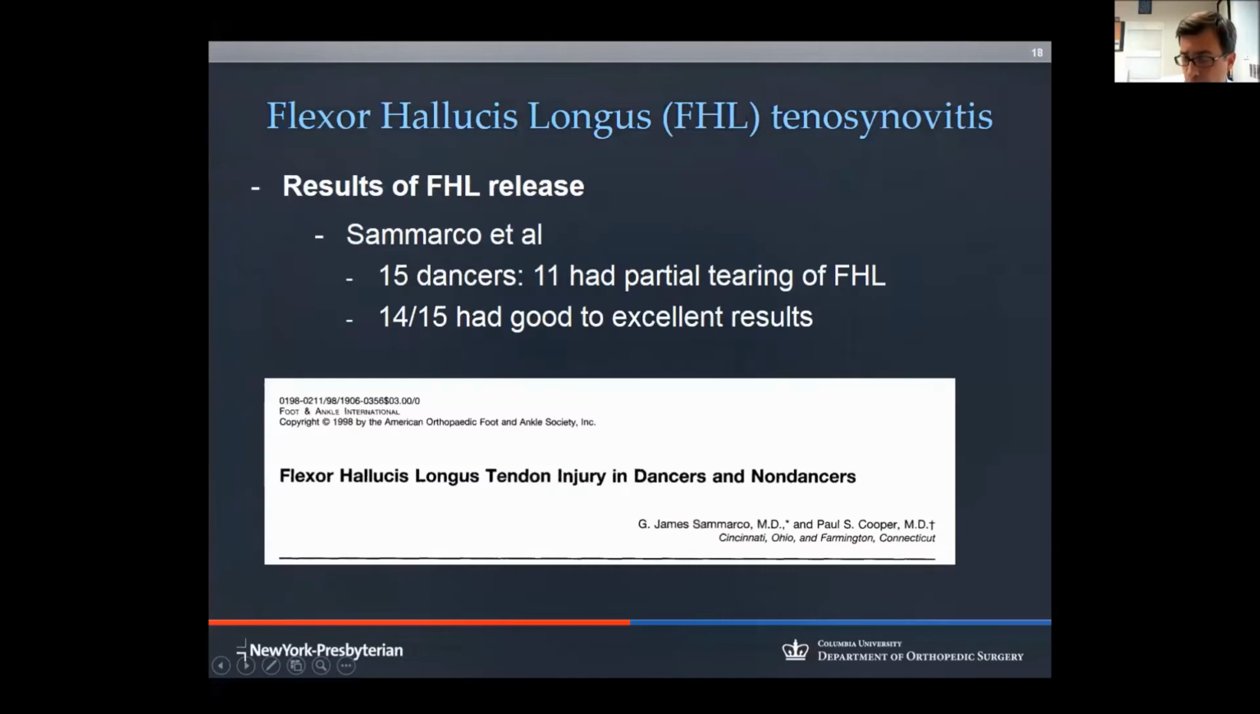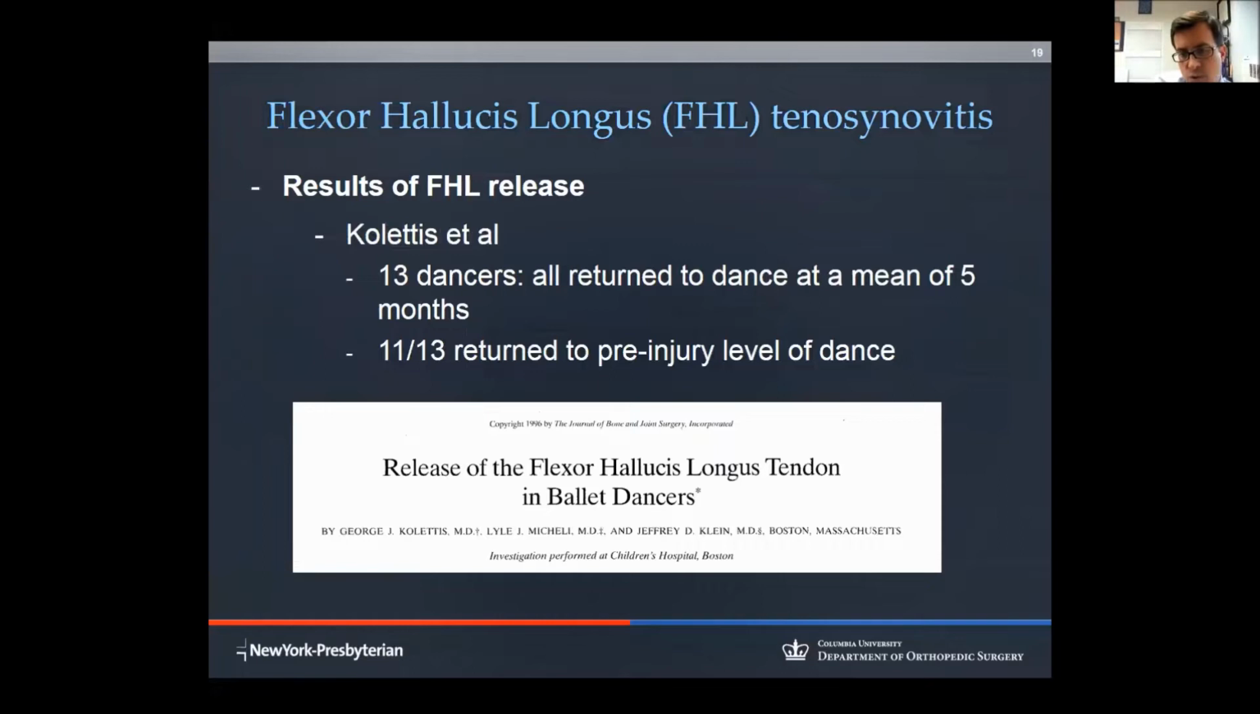So the results of FHL release are generally pretty good, although as you'll notice, both this paper and the subsequent one are over 20 years old. So this is a paper by Jim Samarco, with basically the outcome measure used being whether they had a poor, a good, or an excellent result. And as you can see, most of them did well. This is a paper out of Boston Children's where, once again, a high percentage of the patients were able to return to their pre-injury level of dance reasonably quickly.